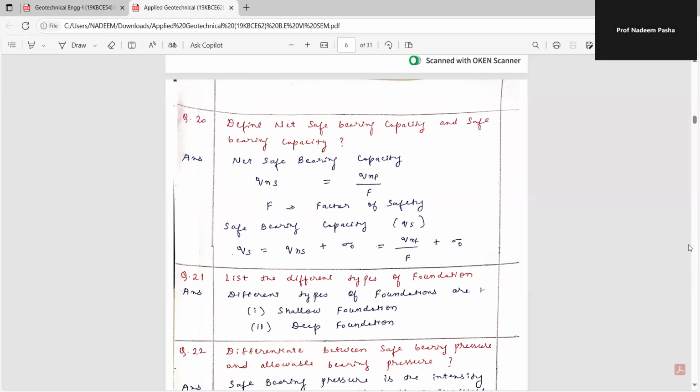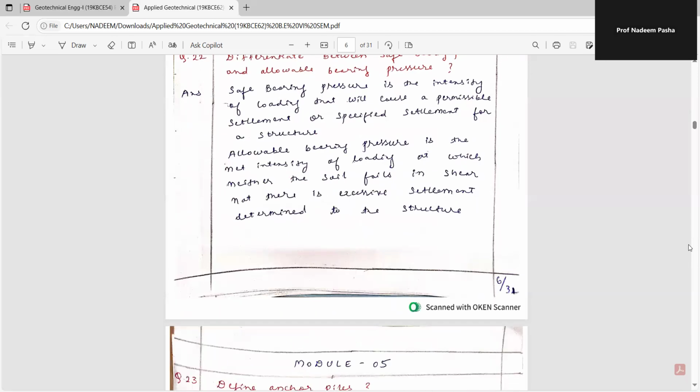List the different types of foundation. Different types of foundation are shallow foundation and deep foundation. Differentiate between safe bearing pressure and allowable bearing pressure. Safe bearing pressure is the intensity of loading that will cause a permissible or specified settlement for a structure. Allowable bearing pressure is the net intensity of loading at which neither the soil fails in shear nor any excess settlement is detrimental to the structure.